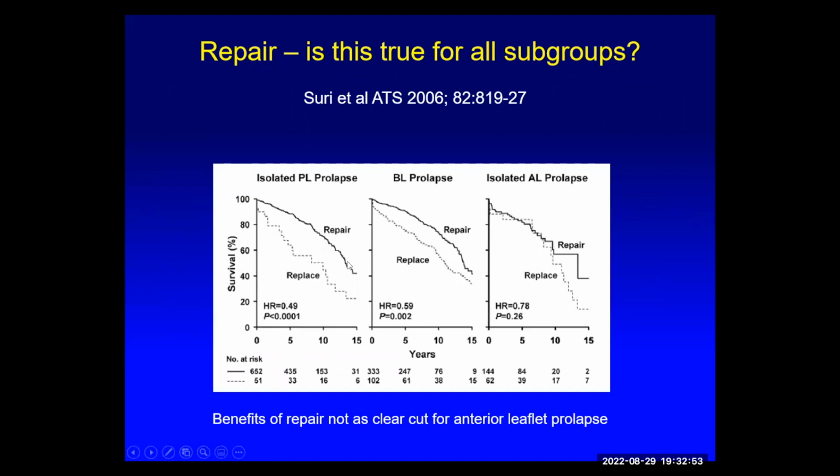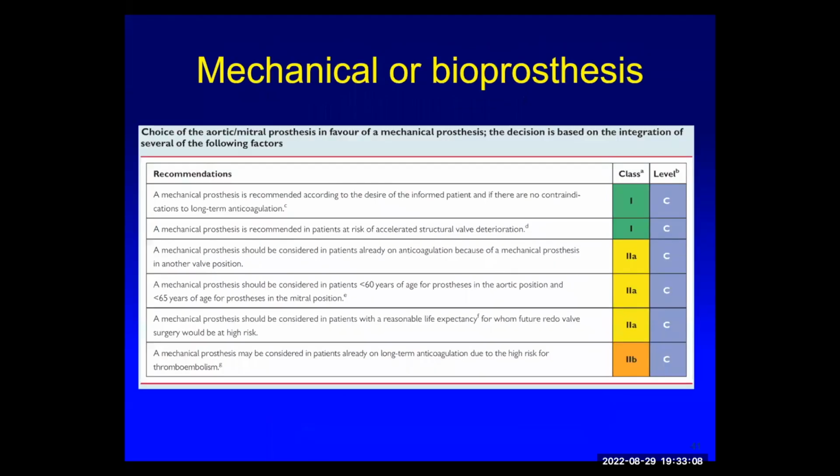And again, you see here the difference between repair and replacement. And that's why we prefer to repair people with posterior leaflet prolapse. The more you go to the right, the more you go to anterior leaflet prolapse. Difference between repair and replace is not particularly significant.